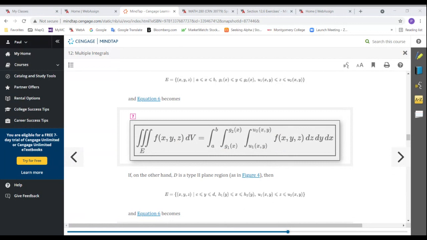Well, the surface is bounded above and below by z equals u1 of xy and z equals u2 of xy. But then it's over this region D. Well, the region D, now we're talking back to double integrals. You have a y function below, y equals g1 of x, a function above, y equals g2 of x, and then you have x limits of a and b. They have a figure here.